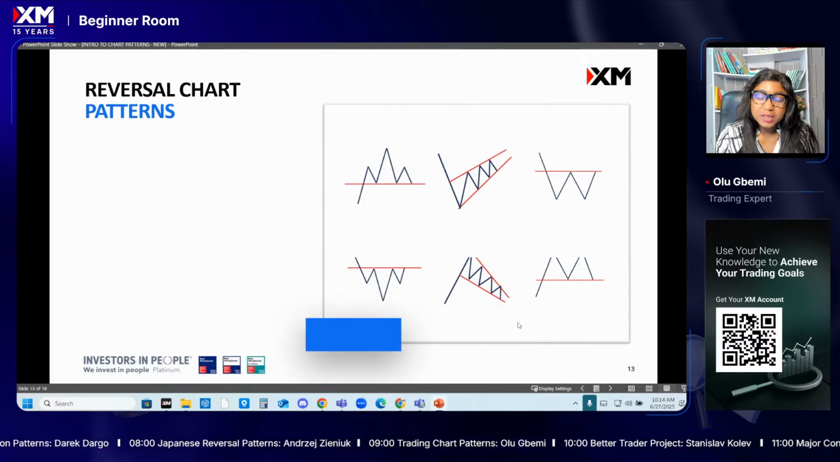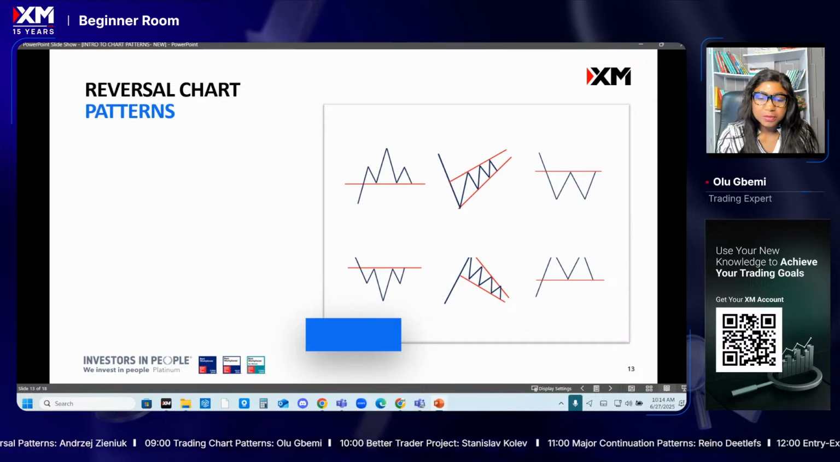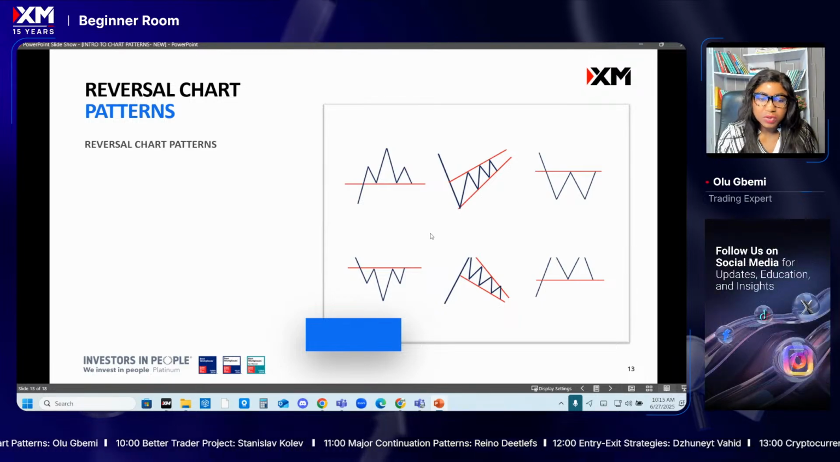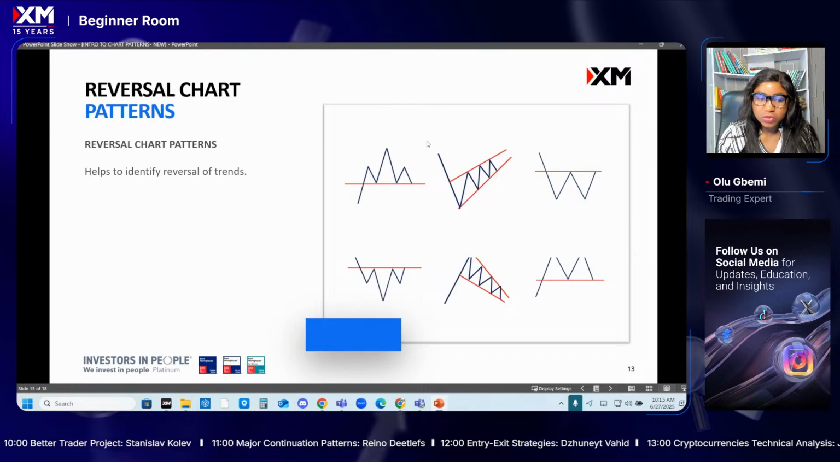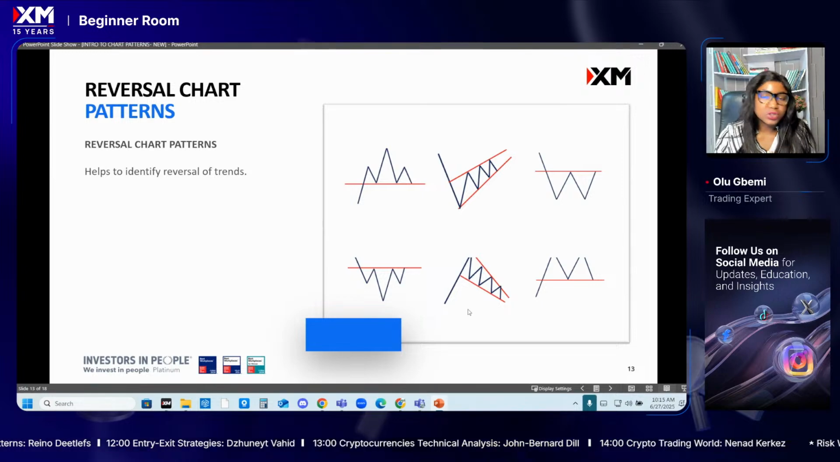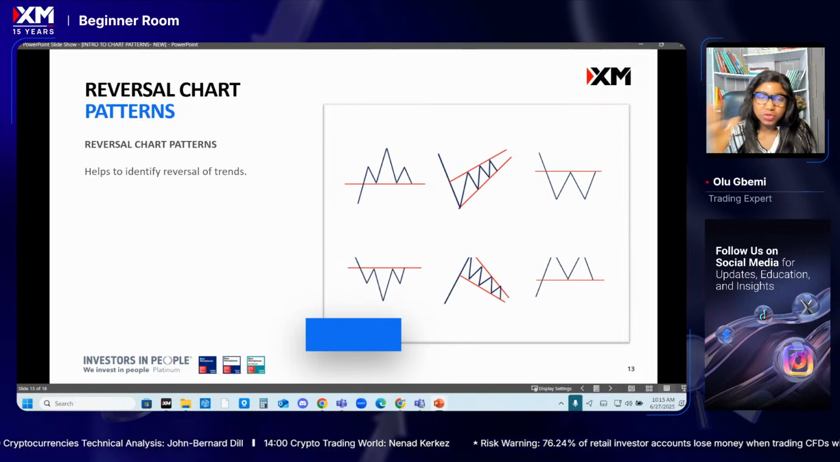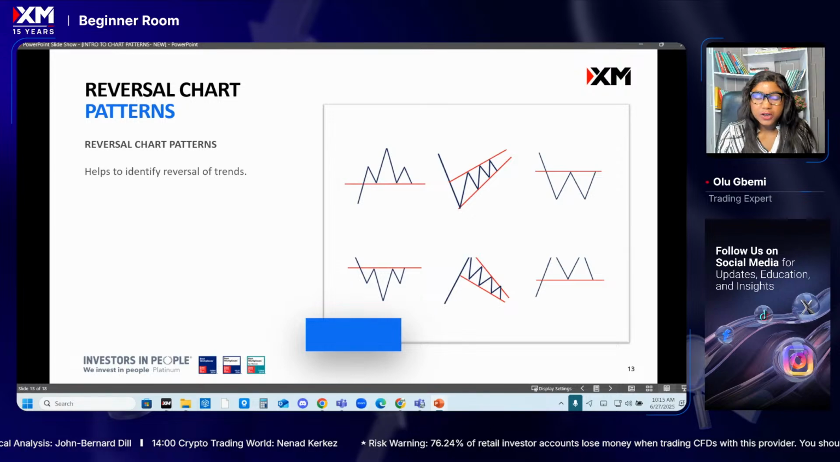Sometimes wedge patterns. Wedge patterns can serve as both reversal and continuations. So we'll start with head and shoulders that I saw earlier, but let's talk about what reversal patterns do. They help you to identify reversal of trend. Is the trend going to continue in the same direction, or is there a possibility that the trend is going to change direction and move the other way?